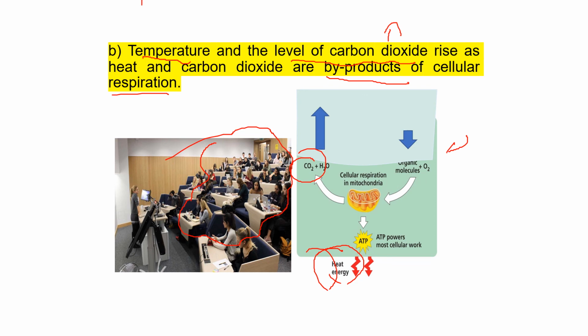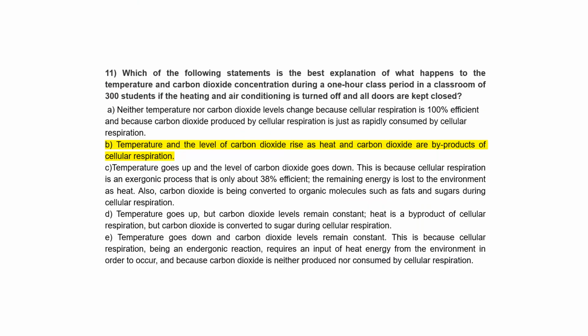So the oxygen is going to reduce and the CO2 and the heat is going to increase. So B, definitely right, and the other ones are wrong. For example, A talks about there being no increase in temperature or carbon dioxide. Why? Because the cellular respiration is 100% efficient. So here they were saying that there is no entropy. There is no release of heat because of entropy, and this is wrong.